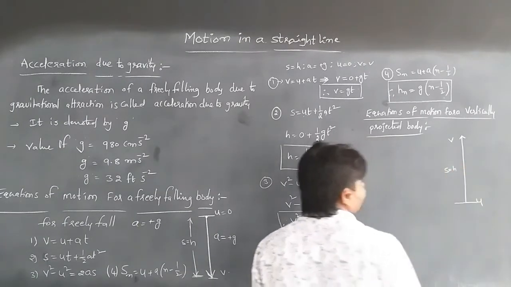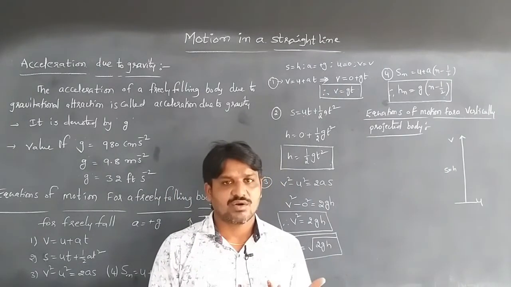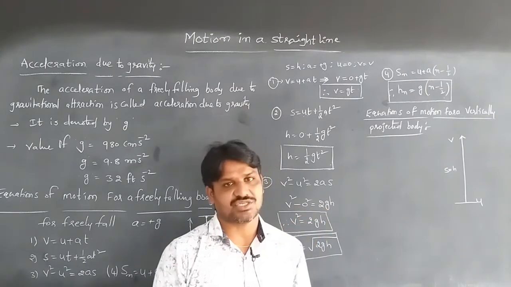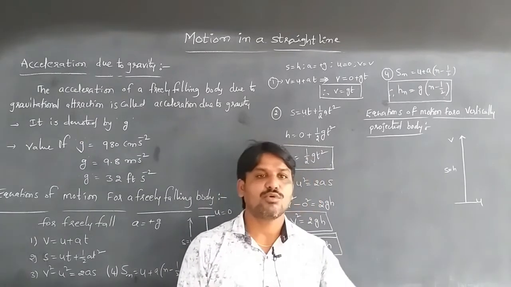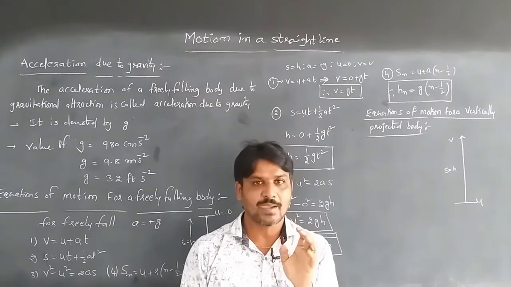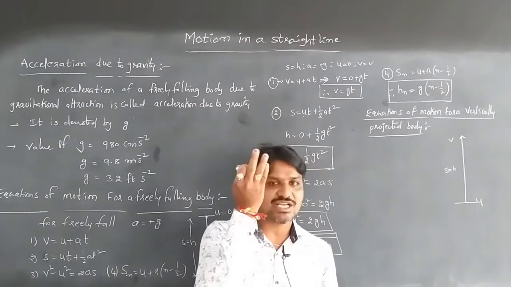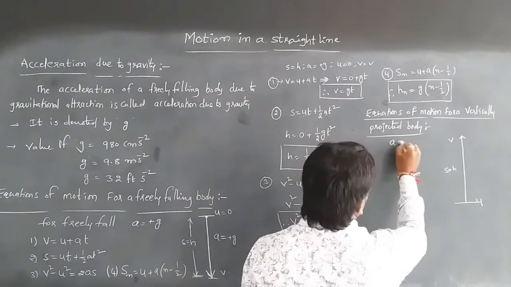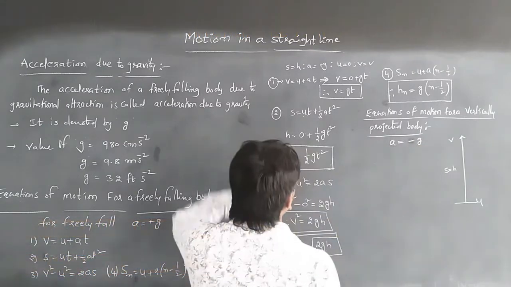And s is equal to h. When the body is projected vertically upwards, which is the direction opposite to the gravitational attraction, the acceleration due to gravity will be negative. The body is moving in the direction opposite to the gravitational attraction. So here the acceleration due to gravity will be minus g.